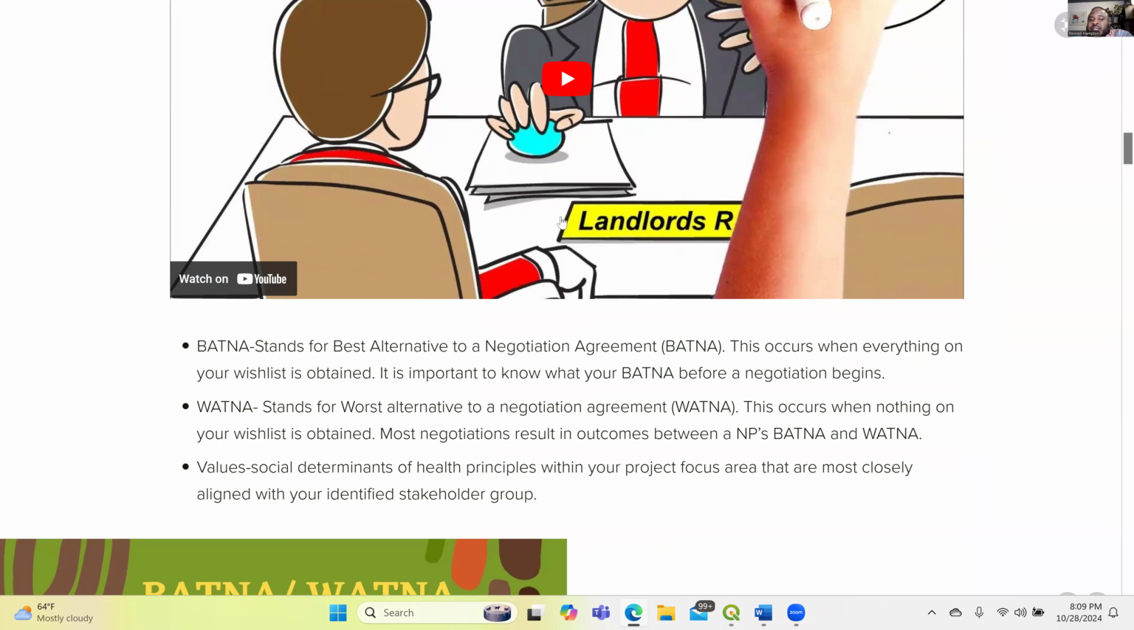So we're looking at values in context of the social determinants of health, principles within your project focus areas that are most closely aligned to your identified stakeholder group, right? And so in this context, the video talks about the landlord and a business owner who has a bakery. And so they talked about negotiating the terms of the agreement and the different concessions that the business was willing to make.